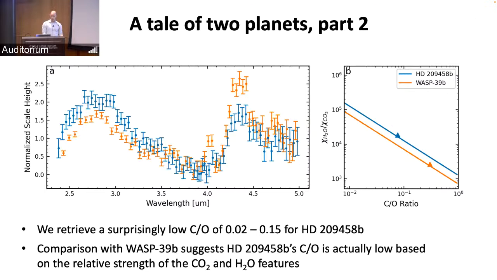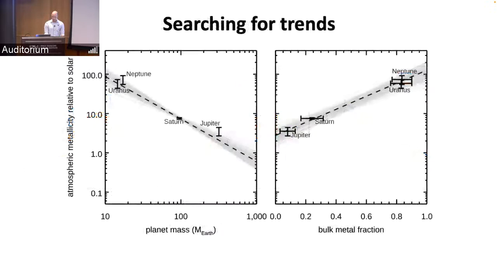That's sensitive to model assumptions, and so I don't know if we can hang our hat on the exact value, but what we can say for sure is that HD 209458b has a much lower C/O ratio than WST-39. So what we're seeing is clear diversity in atmospheric compositions between these planets.